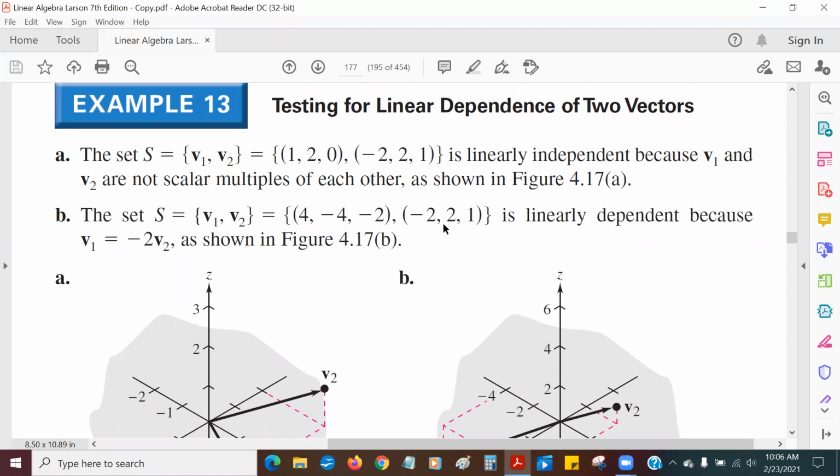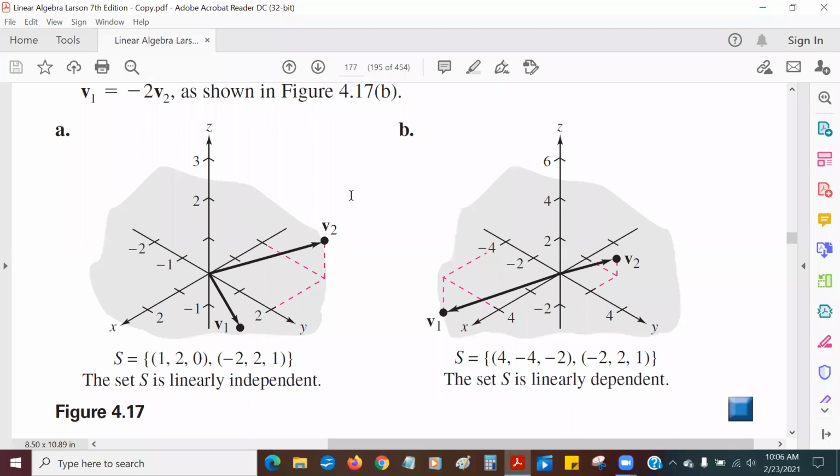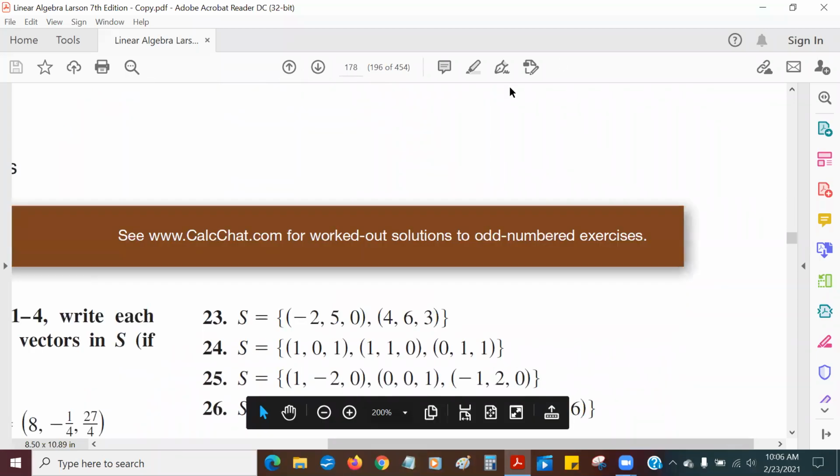They're dependent because if I take this vector here and multiply it by negative 2, I get the vector over there. So V1 is equal to negative 2 times V2. And this is just a graph of what they look like. If you notice, in the first example, the two vectors were not collinear. In the second example, the two vectors are collinear, and that is what we're trying to show. So it all works out beautifully. It's been a lot of fun, and we'll see you all in the next section, which is very fabulous and exciting.